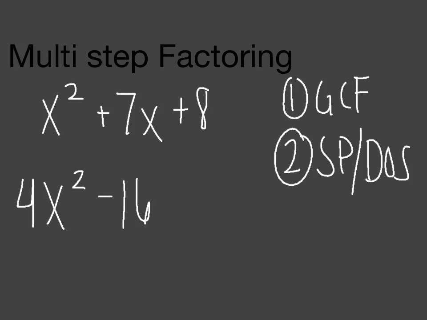Okay, we're going to go over multi-step factoring. Let's go ahead and look at these two problems: x squared plus 7x plus 8 and 4x squared minus 16. Remember, let's decipher which one is sum and product and which one is difference of squares. Sum and product has 3 terms and difference of squares has 2 terms.